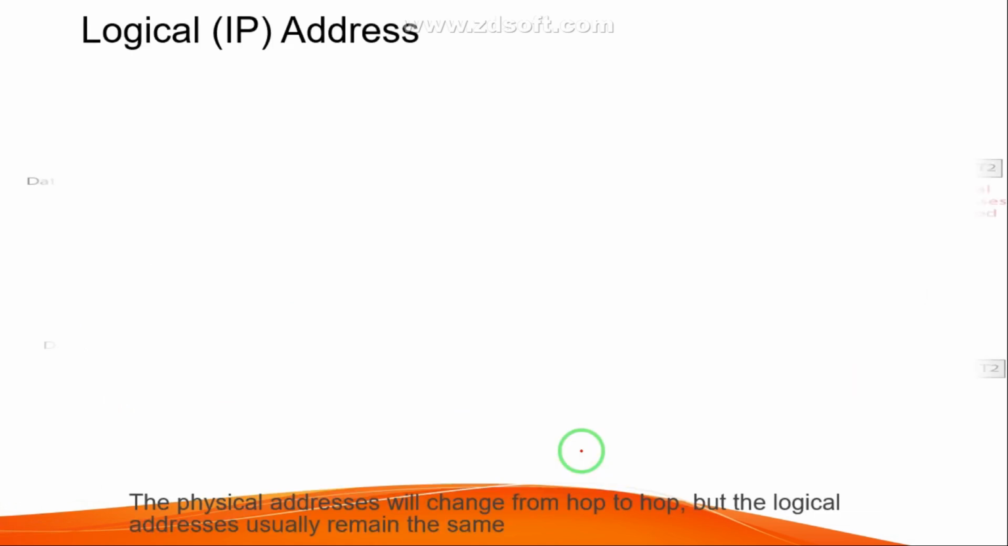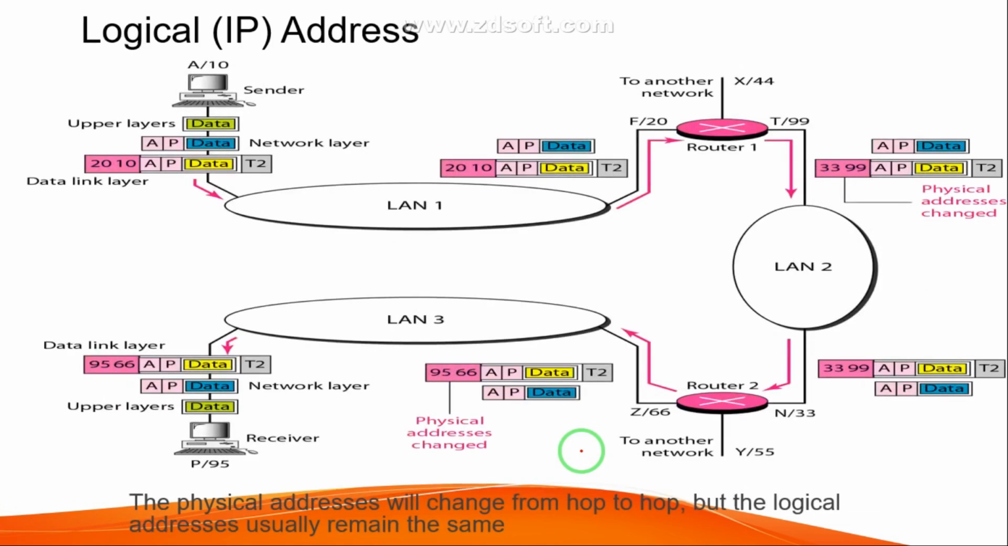Next, logical address. Now you can see it over here. Suppose this station A is there. A is a logical address, and 10 is nothing but your physical address, the Ethernet address. So suppose it wants to send the data to receiver P, whose physical address is 95.